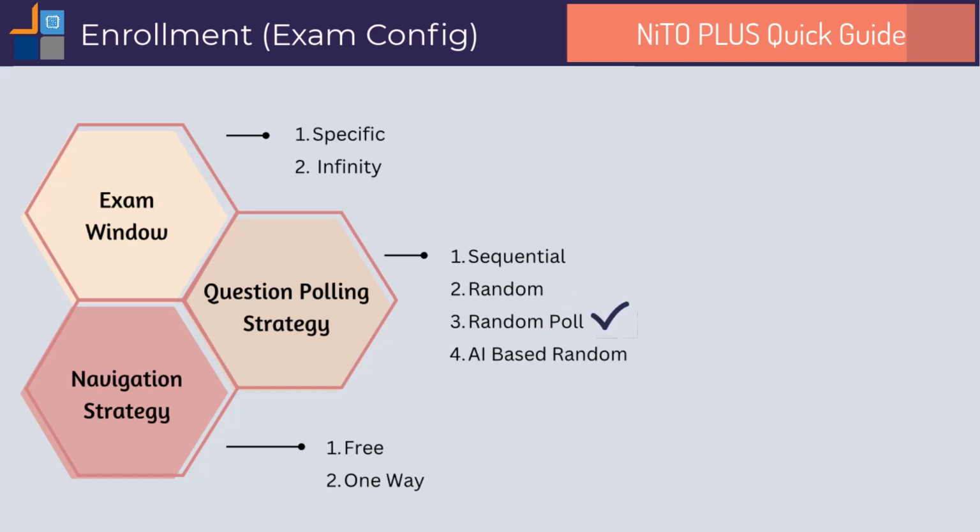Random pool. When this mode is enabled, the questions are randomly selected from a pool of available questions. The pool consists of a larger set of questions, and a subset is randomly chosen for each exam attempt.